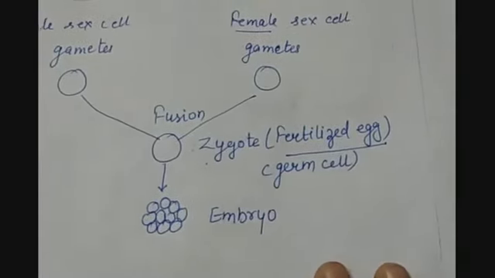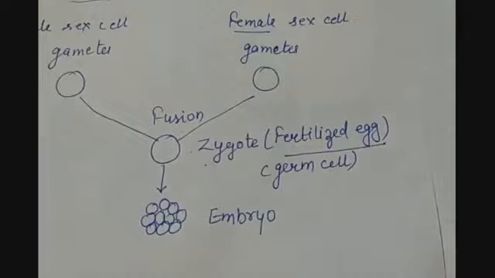So this is the basis of sexual reproduction, that two parents are involved and each parent has its sex cells which fuse together and form a fertilized egg. And when this egg grows further, it forms the embryo, and hence the production of a new organism takes place.